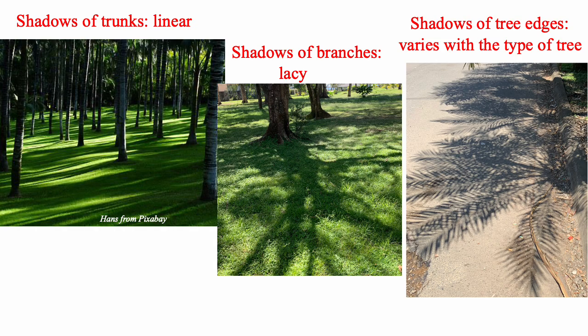Tree shadows take different forms. Shadows of trunks result in linear patterns. Shadows of branches cause more of a lacy appearance, but still predominantly straight, while shadows of tree edges vary considerably depending on the type of tree, like this palm tree. All of these could be called dappled light, although typically the term refers to shade caused by foliage.